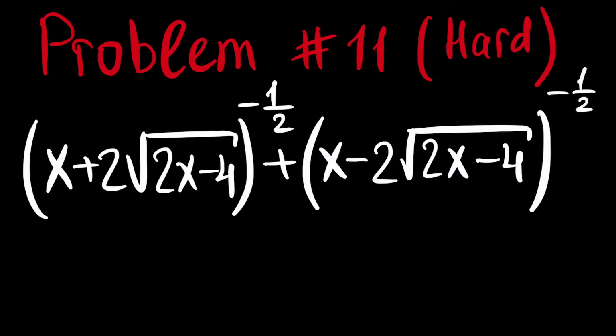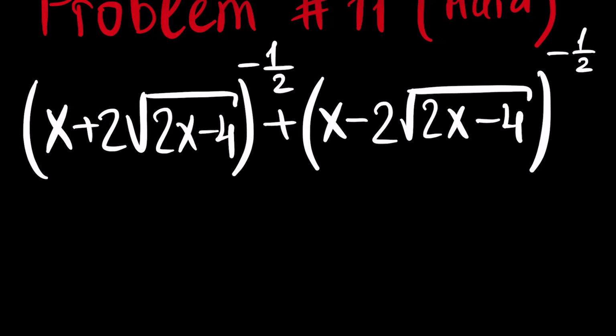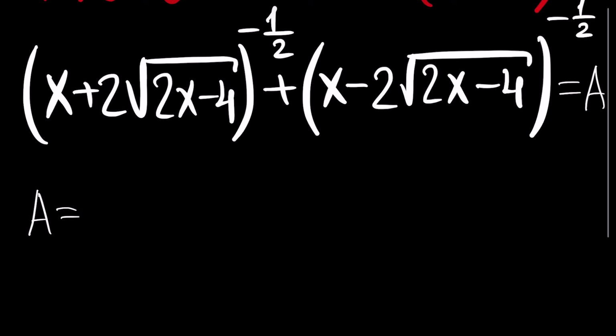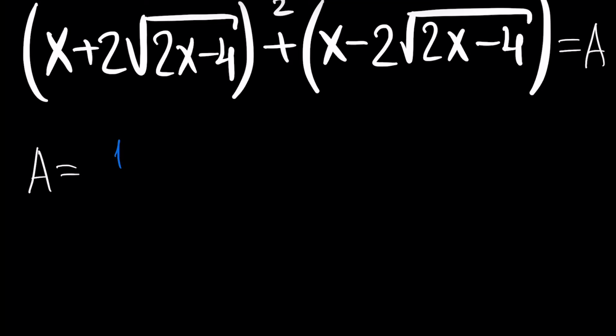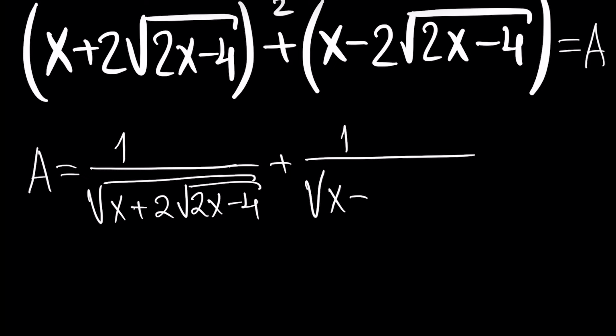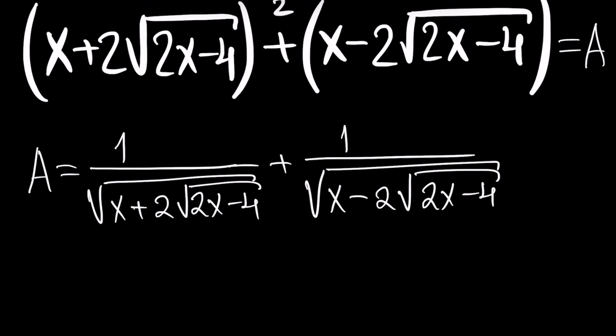First of all, let's denote our expression as A. In this case, since here we have a power minus 1 over 2, our A can be written as 1 over square root of x plus 2 times square root of 2x minus 4, plus 1 over square root of x minus 2 times square root of 2x minus 4. So the difference is, here we have plus and here we have minus.